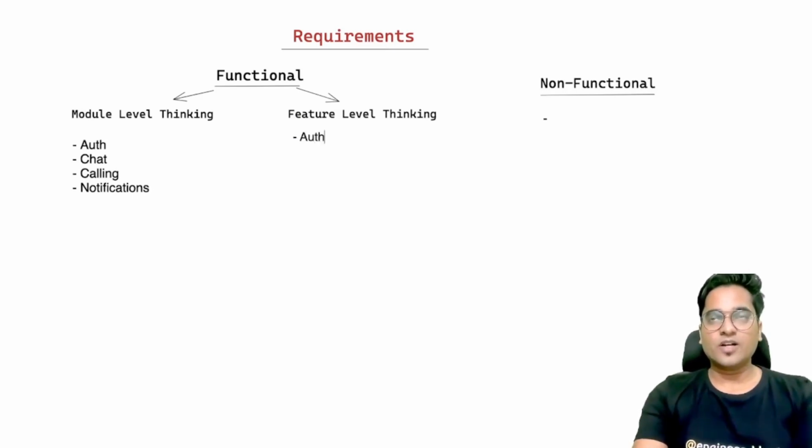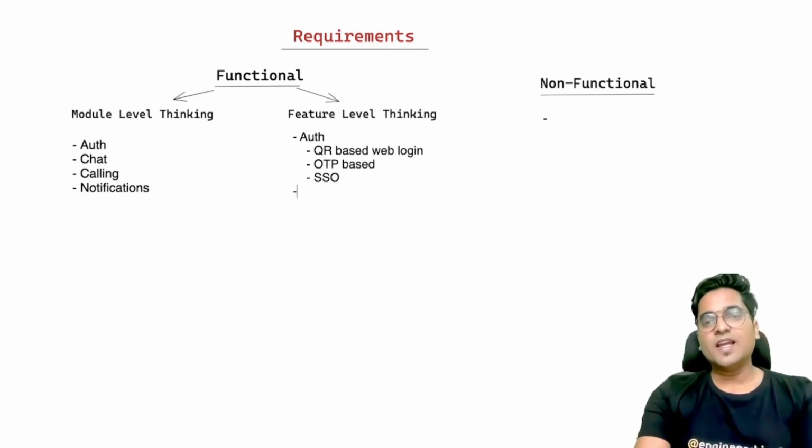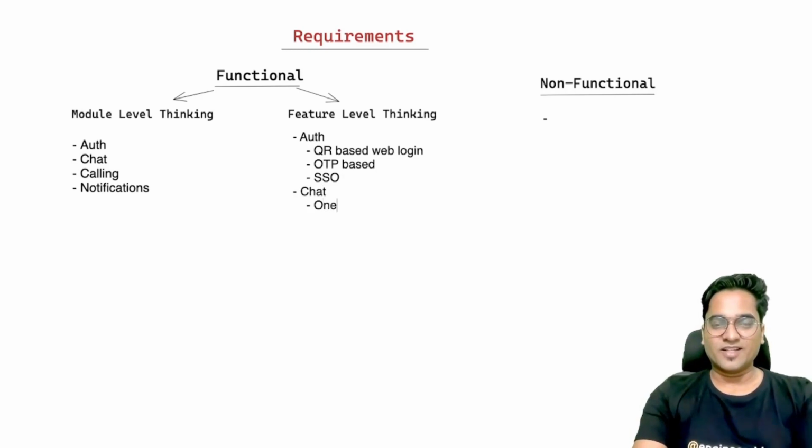If we talk about auth, one thing which comes up, especially for web, is the QR-based login, web login, and we will be talking about this. Second can be your OTP based. It can be maybe single sign-on, where you want to log in on WhatsApp using your Facebook or other accounts. And then when it comes to chat, the chat is very important, like one-to-one communication.